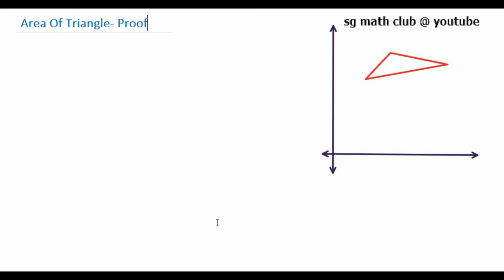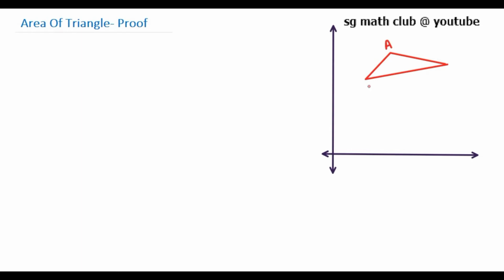In the previous chapter we have already studied the distance formula, section formula and midpoint formula. In today's video we will see how to find out the area of a triangle when three vertices are given. So today we are going to derive the formula to find out the area of a triangle when three coordinates are given.